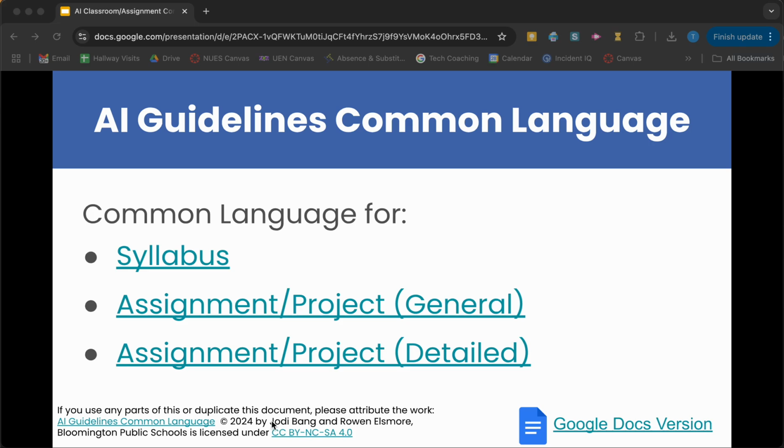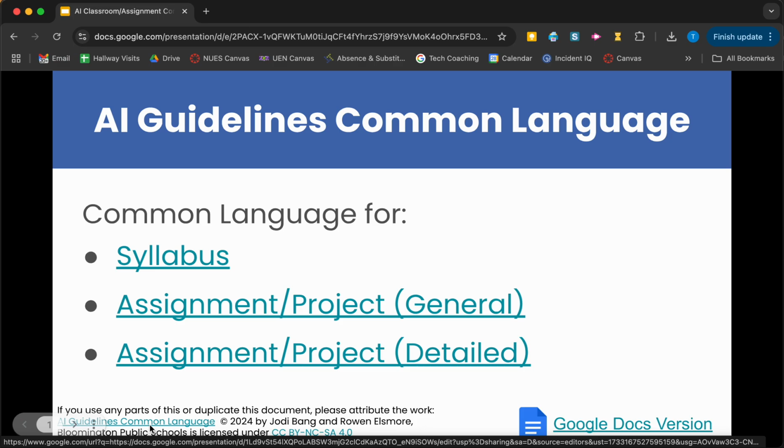I recently attended a webinar put on by these two people right down here, Jody Bing and Rowan Elsmore from the Bloomington Public Schools. They were talking about how they established AI guidelines in their classroom, and I thought it was an interesting take that I wanted to share with everyone.